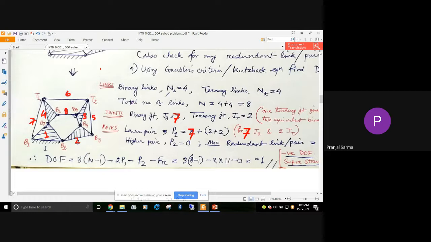Binary links, n suffix b, it is 4. Ternary links, n suffix t, here also it is 4. So the total number of links, n, is equal to 8. 8 links are there, which we have identified here. So you need to show the links with the proper link numbers.